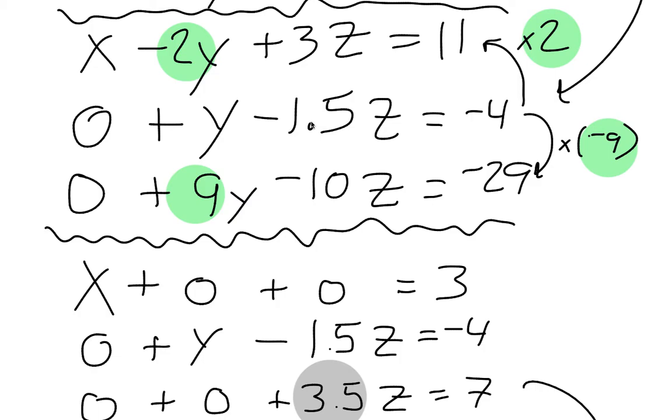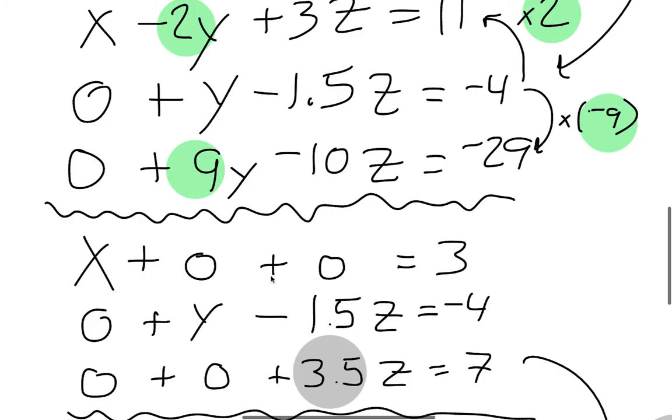Sorry, I misspoke. This is negative 1.5z times negative 9 is positive 13.5z. When you add it to negative 10z, you get positive 3.5z. Negative 4 times negative 9 is positive 36. You add it to negative 29, you get positive 7.